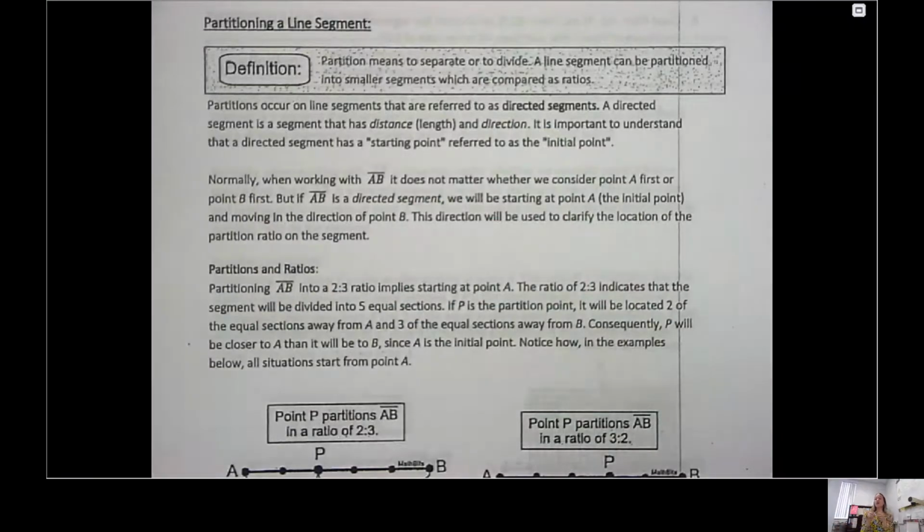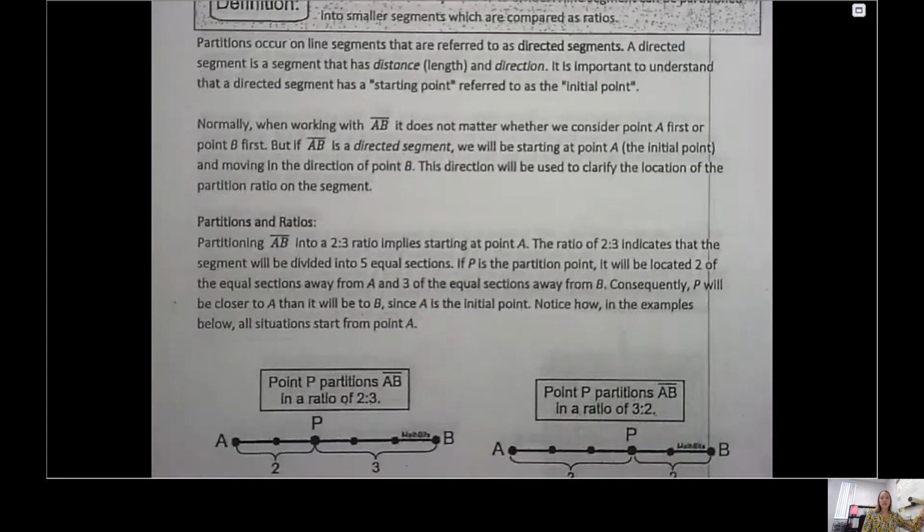Usually when we talk about segments at the beginning of the year, we said you could call a segment AB or BA, and it didn't matter which order you went in. Today, when we talk about partitioning, we're talking about something called a directed segment, which means you have a starting point and an ending point, and you have to go in a very specific direction that's given to you. So you can't go backwards. You've got to go in the direction that it gives you. The first point that it gives you is always going to be your starting point, or initial point.